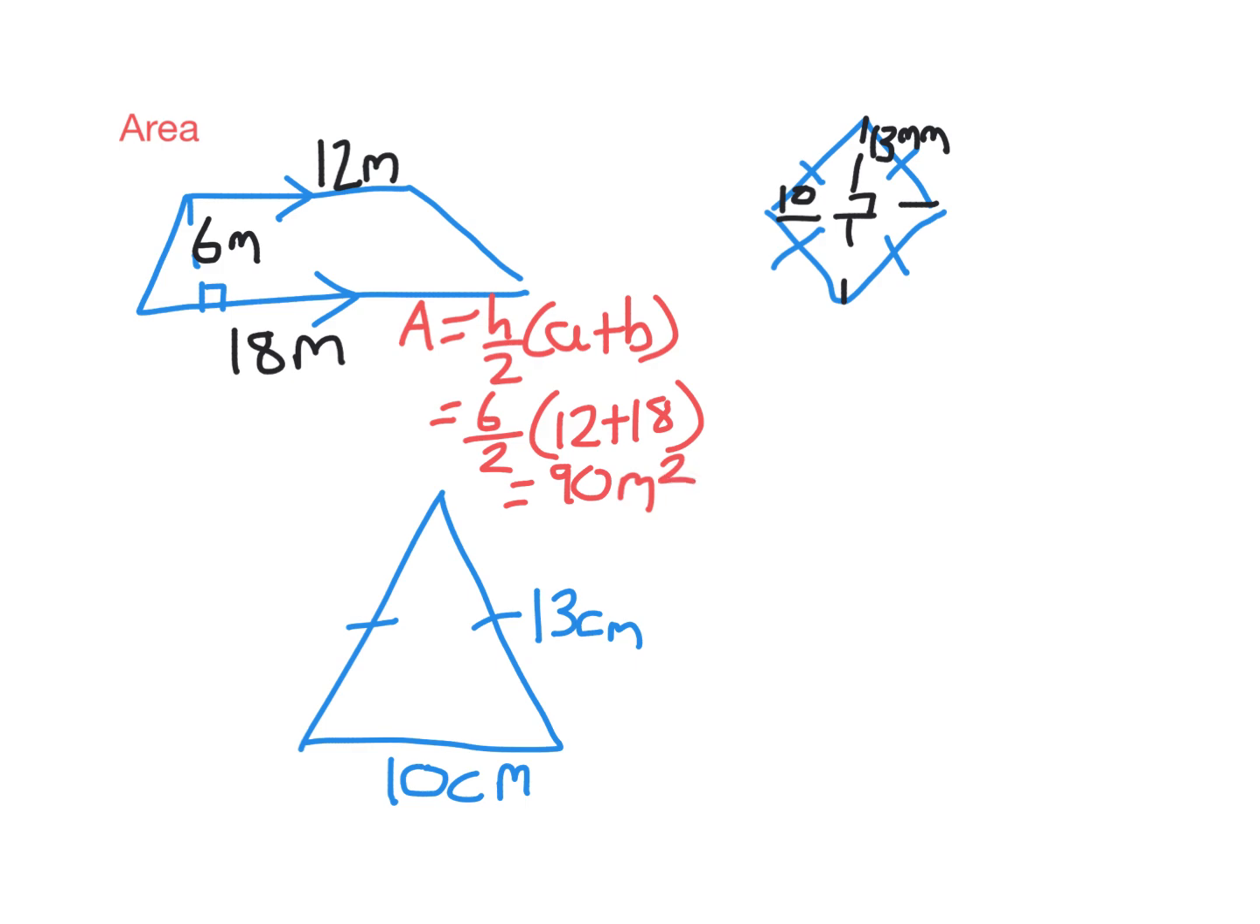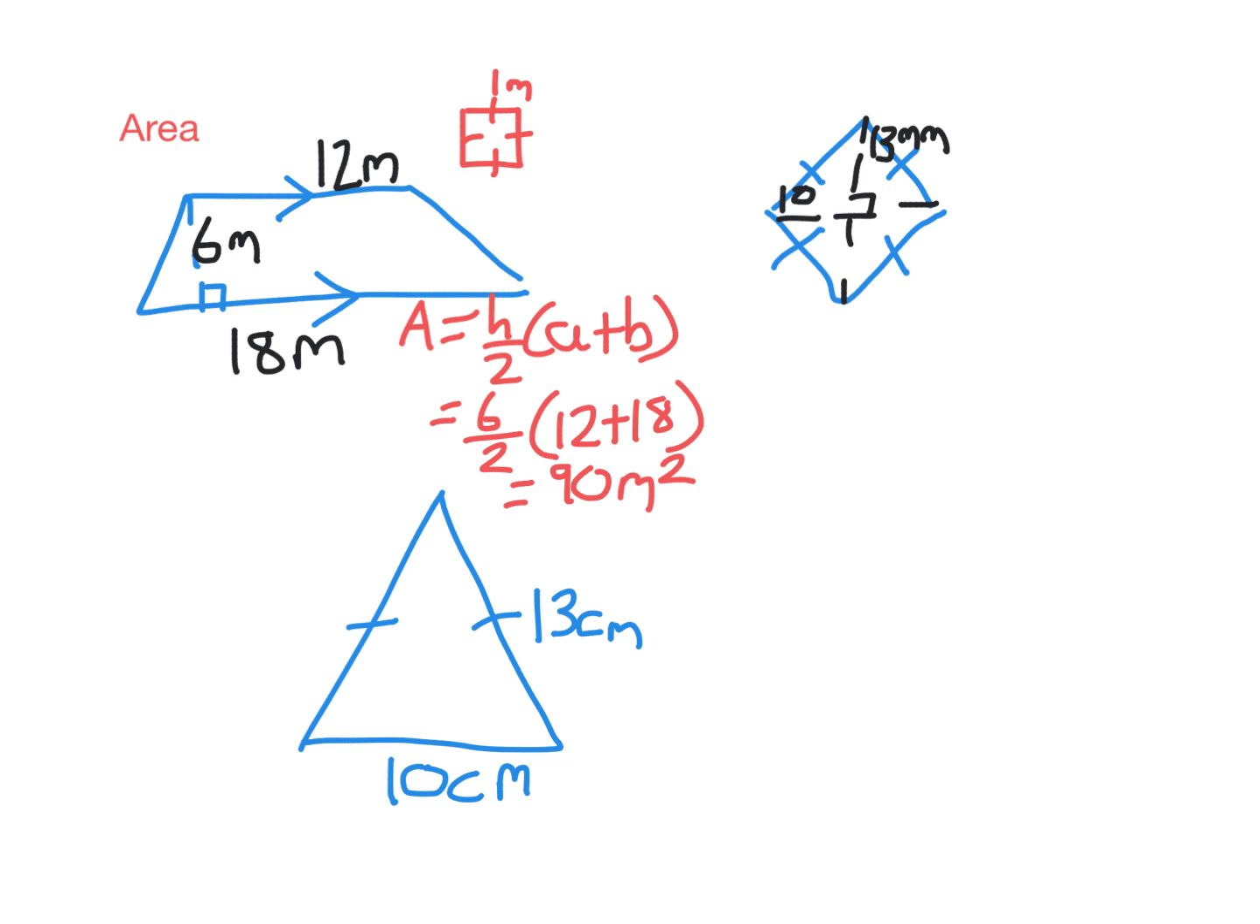So what does it mean that the area is 90 meters squared? Well, what it means is if we take squares that are 1 meter by 1 meter, 90 such squares would fit inside this shape here.